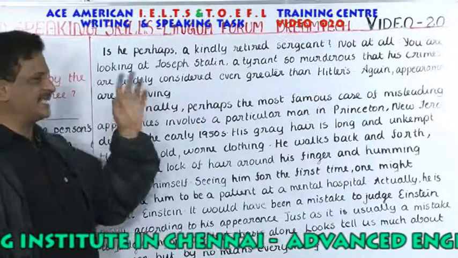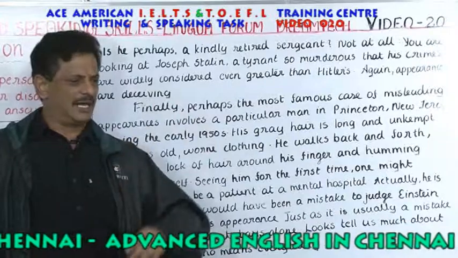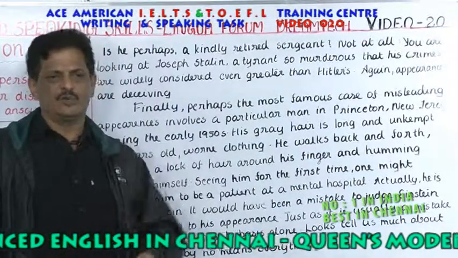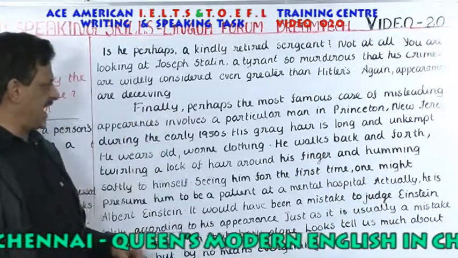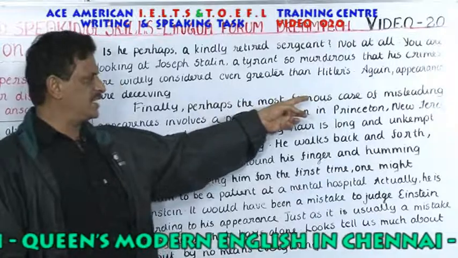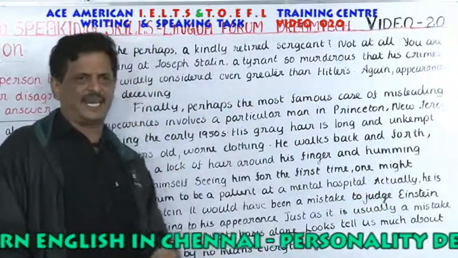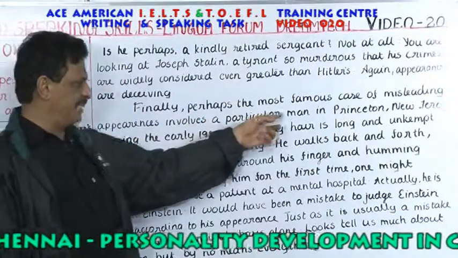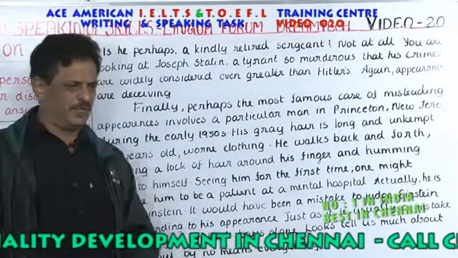Again, appearances are deceiving. டிசீவிங் என்றால் என்ன? ஏமாற்றும். தோற்றங்கள் ஏமாற்றத்தை கொண்டு கொடுக்கும். தோற்றத்தை வைத்து ஒரு மனிதனை எடை போட முடியாது. ஸோ அடுத்ததாக, finally, இறுதியாக, perhaps the most famous case of misleading appearances involves a particular man in Princeton. வெளி தோற்றத்தை பற்றி ஒரு ஆளை எடை போட முடியாது.